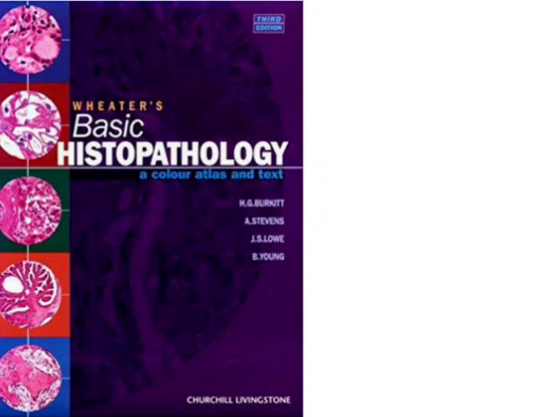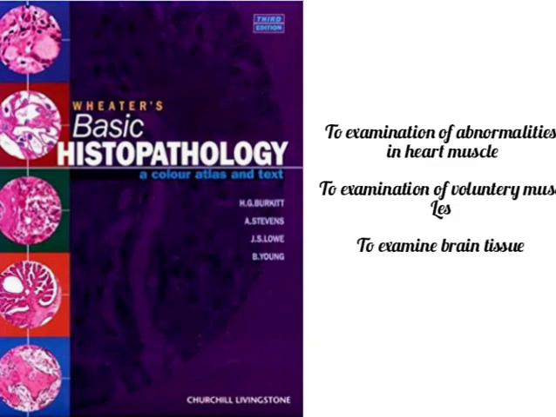Next question. The use of phosphotungstic acid hematoxylin staining. Answer is to examine the abnormality in heart muscles, to examine the voluntary muscles, and to examine the brain tissue.